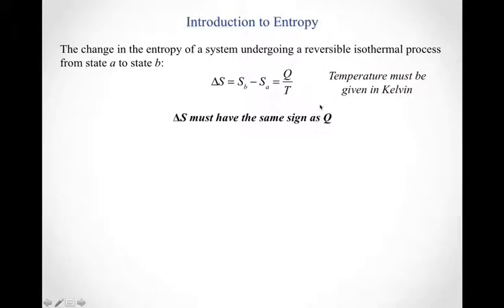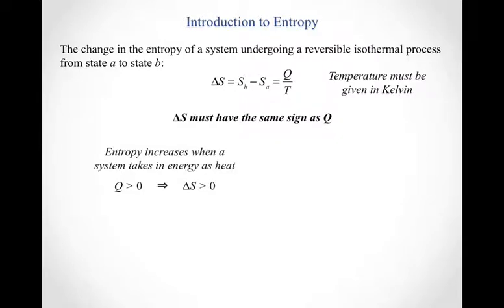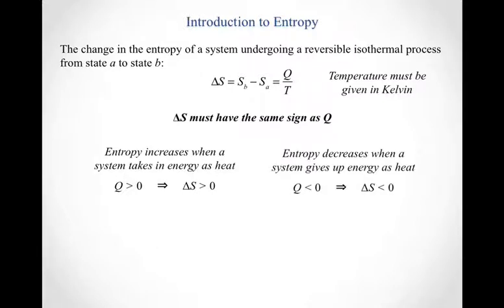And the nice thing is that we've hopefully at this point gotten pretty comfortable at recognizing whether the energy transferred as heat is positive or negative. If we know that Q is positive or negative, then we know what sign delta S has. Your entropy is going to increase in going from state A to state B when your system takes in energy as heat as part of that process. Q would be positive, which means delta S would be positive. The entropy is going to decrease, on the other hand, in going from state A to state B when your system gives up energy as heat along that process. So in that case, Q would be negative, which means delta S would be negative.